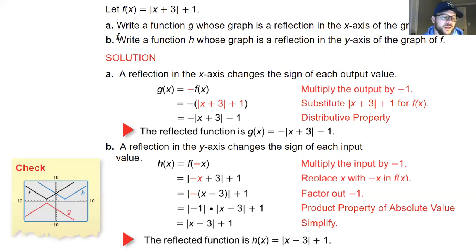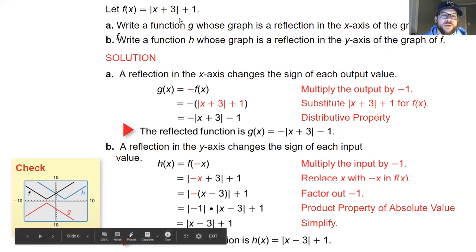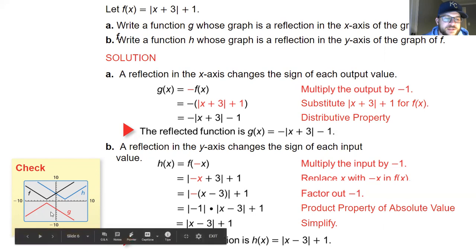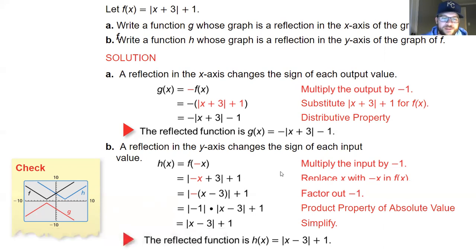And you can check on the graph just to see what that looks like. So your f, black, is your original |x + 3| + 1. Your g is the one that is being reflected over the x-axis, so it is now pointing down and below the x-axis. And then your reflection to f is the reflection over the y-axis.